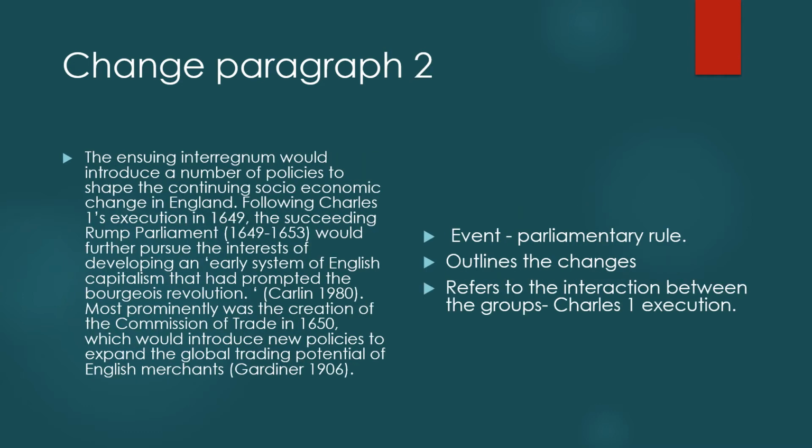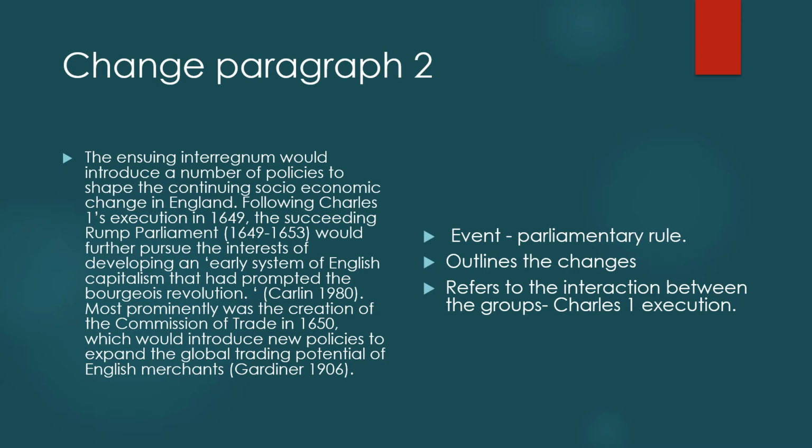Another change that the author discusses in the essay is the change of parliamentary rule. So England changed from becoming an absolute monarchy to becoming a country ruled by Parliament without a king. The ensuing interregnum would introduce a number of policies to shape the continuing socio-economic change in England.